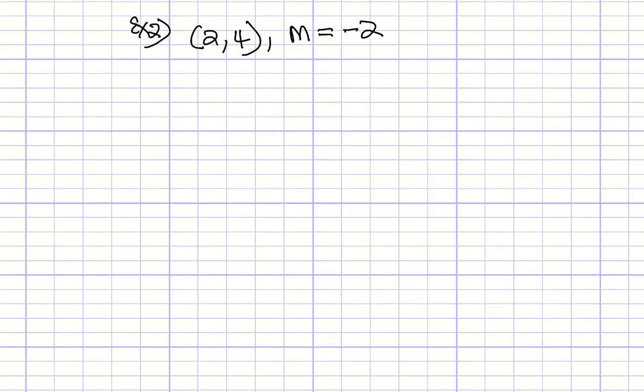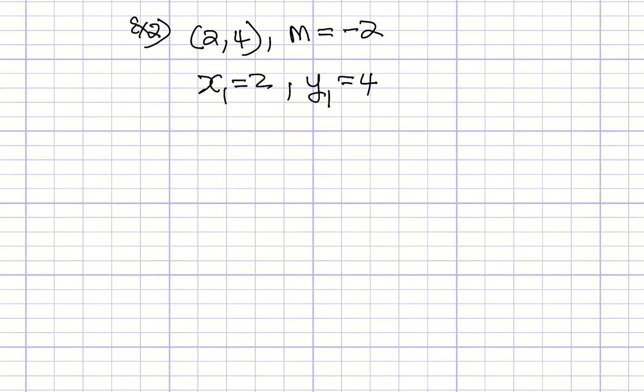Alright, here is a second example. Now you're given a point and you're given a slope. They want you to write it in slope-intercept form. But first you gotta determine what this line is using point slope, okay? You're given that x1 is equal to 2, y1 is equal to 4, and then the slope is -2.